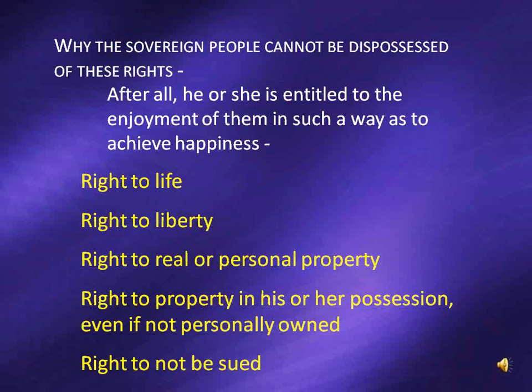Additionally, we're going to look at why the sovereign people cannot be dispossessed of these rights that follow. After all, he or she is entitled to the enjoyment of them in such a way as to achieve happiness. What a nice standard to have. He has the right to life, liberty, right to real or personal property, right to property that is in his possession, even if he does not personally own the property, and right to not be sued. Again, he has the right to those in such a manner as to achieve happiness. And the definition of happiness can only lie with the people, not with some court.